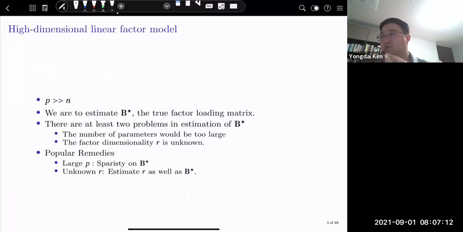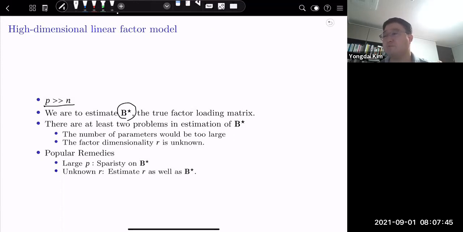And in this talk, I consider a high-dimensional linear factor model, which is simply a linear factor model, but p is much larger than n. And we are going to estimate the true factor loading matrix. And since p is much larger than n, at least we have two problems. One is the number of parameters would be too large compared to the sample size. And the second problem is that the factor dimensionality r is usually unknown.